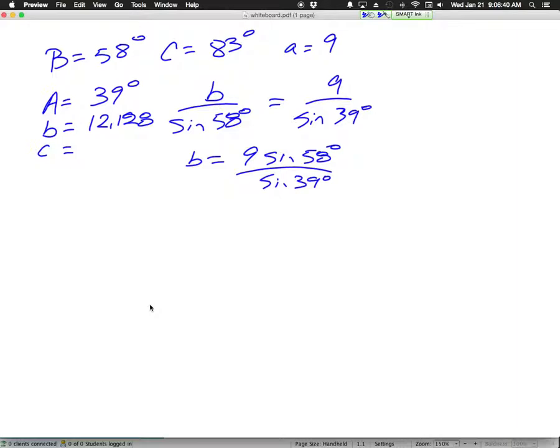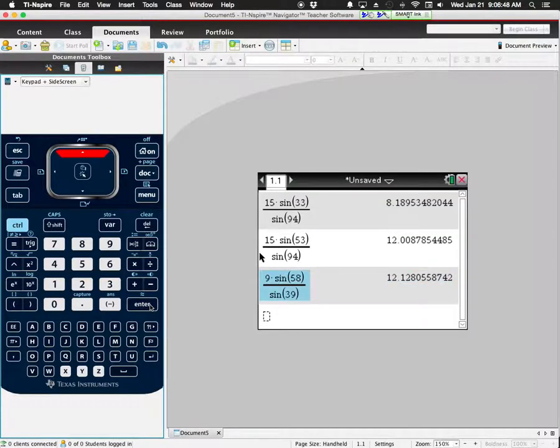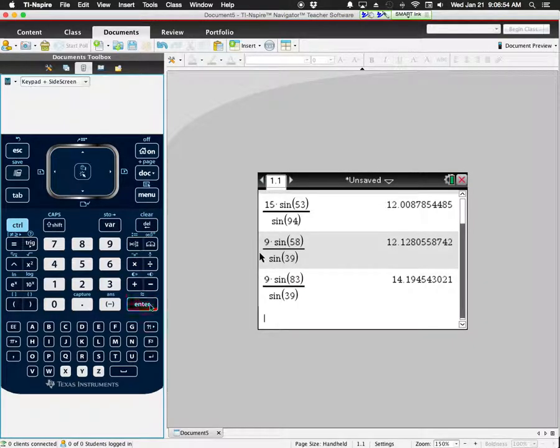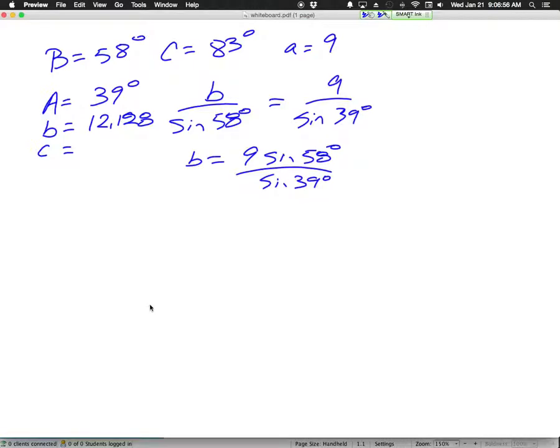And what needs to change to find side C? 58 needs to change to what? 83. So I go to my calculator, I go up, I replace 58 with 83, press enter, 14.194.